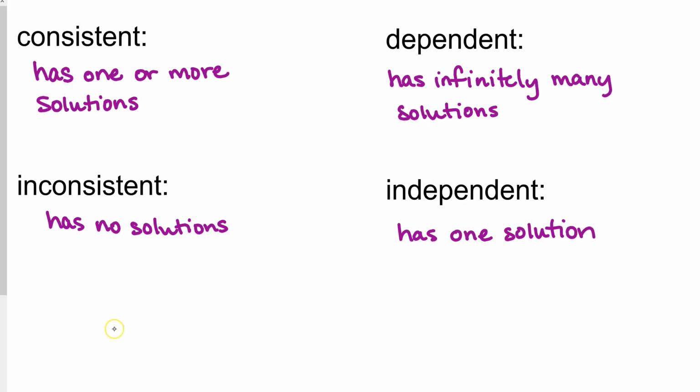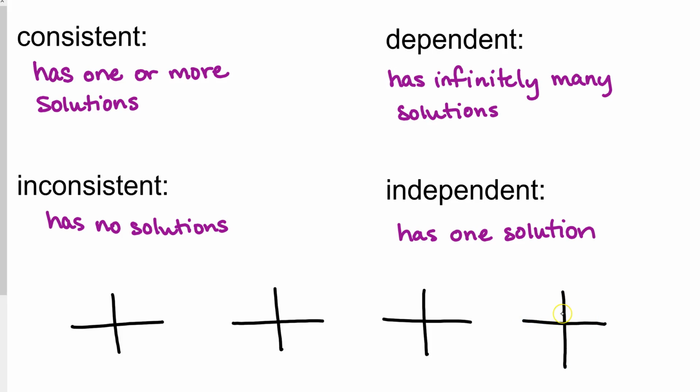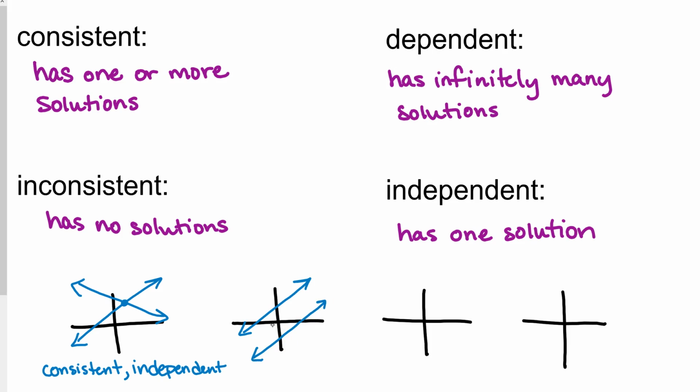Okay, so let's imagine some different scenarios. Suppose we had a line like this and a line like this intersecting at one point. So this system is consistent and independent. It has one solution. Suppose we have two lines like this that are parallel. There's no solution because there's no point of intersection. So this is an inconsistent system.